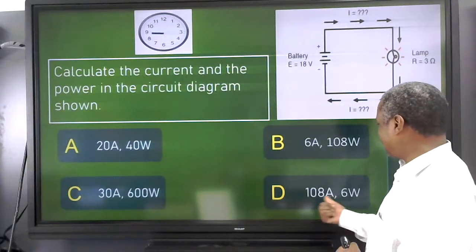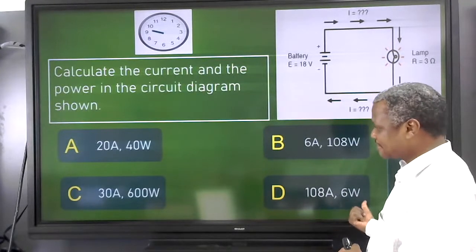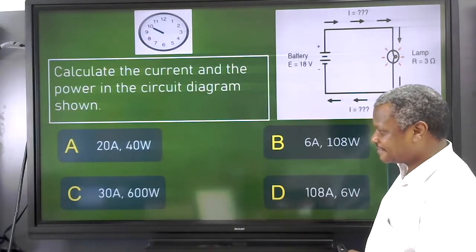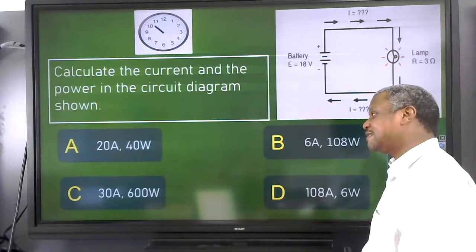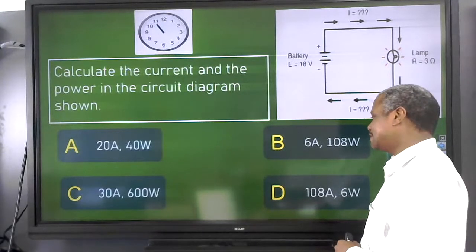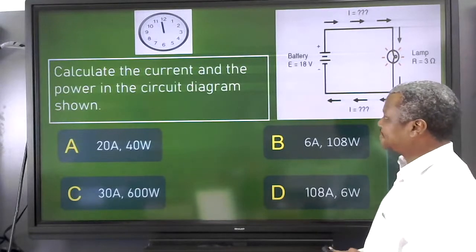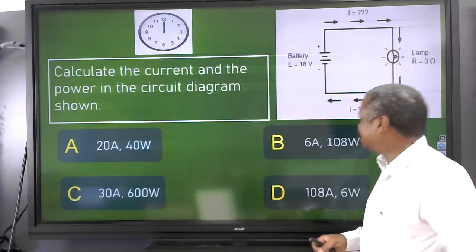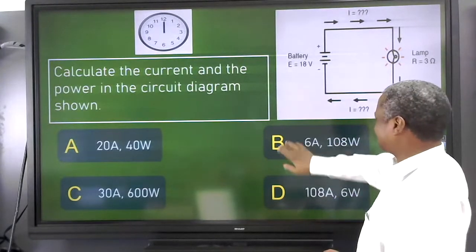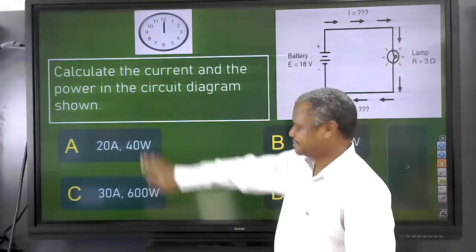D says 108 amperes, 6 watts. C, 30 amperes, 600 watts. A, 20 amperes, 14 watts. Let's have a look at these answers. The time is up. Okay, yes, we have a problem in the screen.